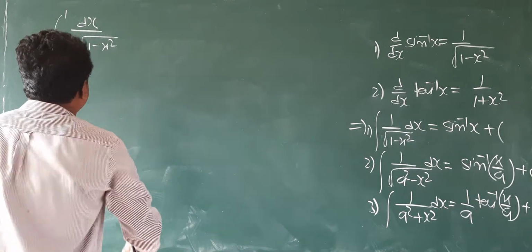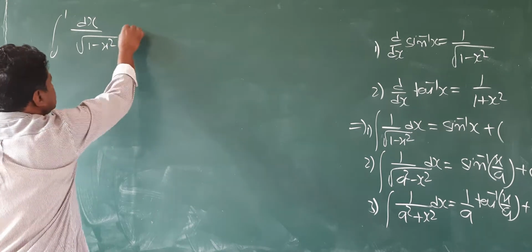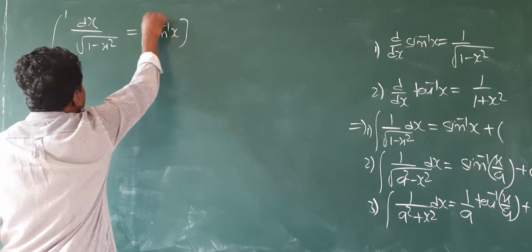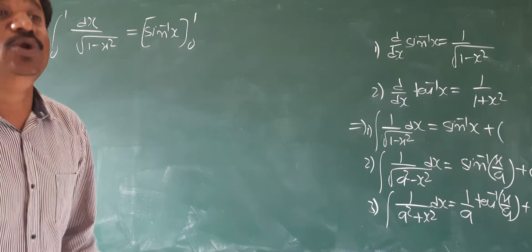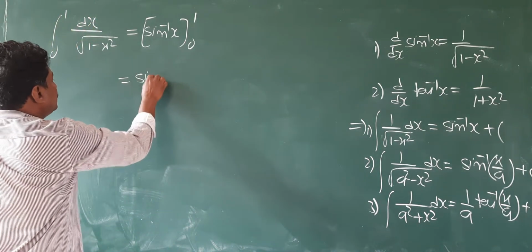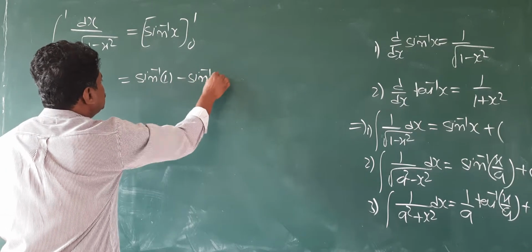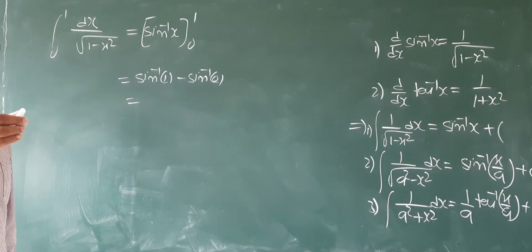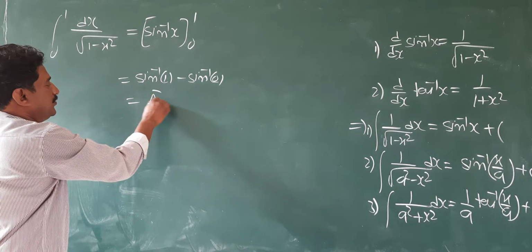Now, how much is integration of 1 by root 1 minus x square? Sin inverse x. Limits are from 0 to 1. Upper limit minus lower limit. So it is sin inverse 1 minus sin inverse 0. You learned that in inverse trigonometry. Sin inverse 1 is pi by 2.